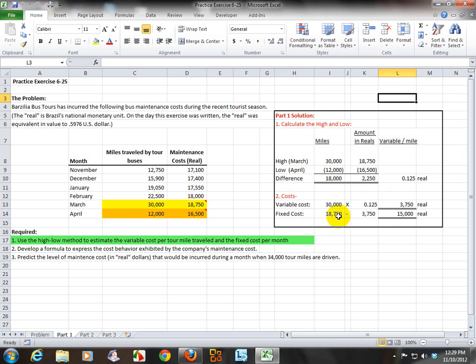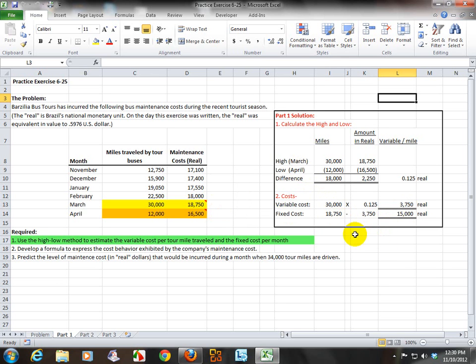So our total costs were 18,750 for that month. We subtract the variable cost, and that gives us 15,000 real as the fixed cost. So in answer to part one, we have 3,750 variable, and we have fixed cost of 15,000. Now bear in mind that that 15,000 is the fixed cost in each of the months that we have listed, and that the 3,750 will be the variable cost for in this case March, but that variable cost will change depending on the number of miles driven in each of the months.